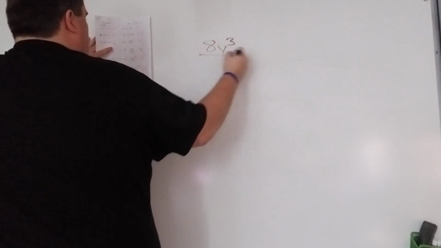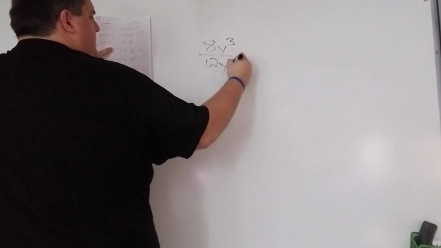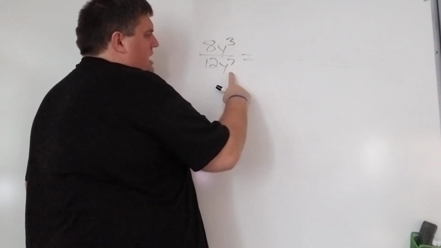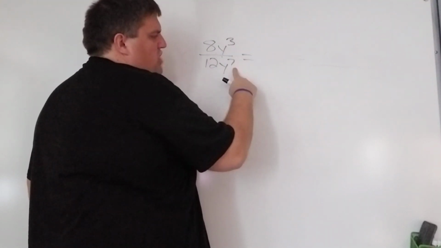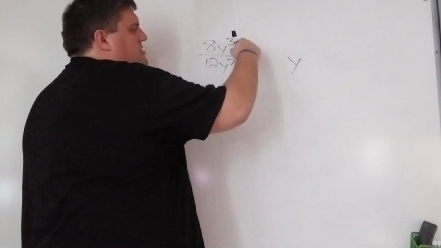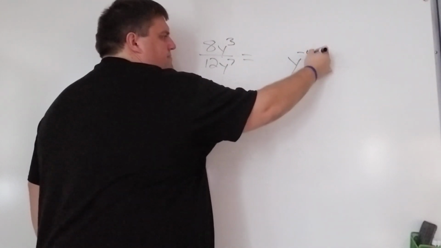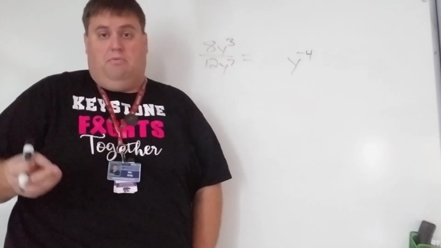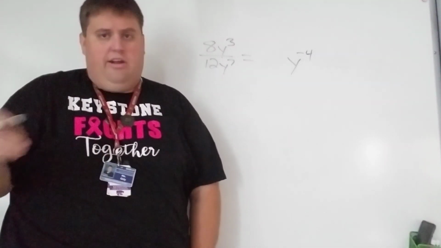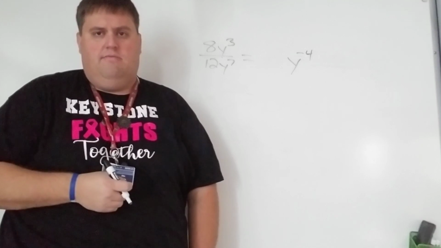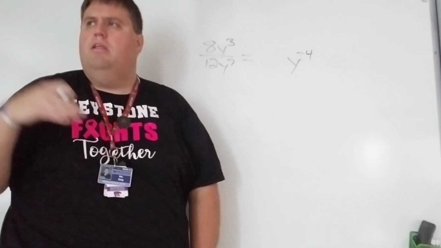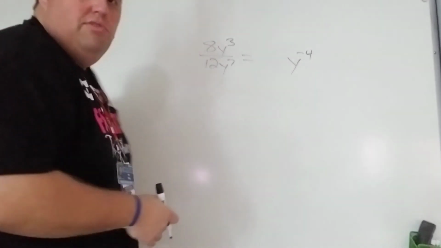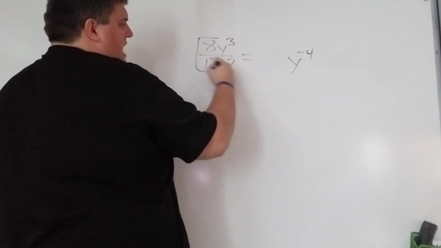8y cubed over 12y to the 7th. So again, we have exponents or numbers with the same base, so we can subtract their exponents. Keep the base. 3 minus 7 is negative 4. And then the 8 and the 12, we're going to divide those, but we're going to get a decimal. And we are not going to write decimals on our test. I guess in the scientific notation part we are, but typically we want to leave everything as a fraction if possible. So think of this number as just a fraction, 8 over 12.